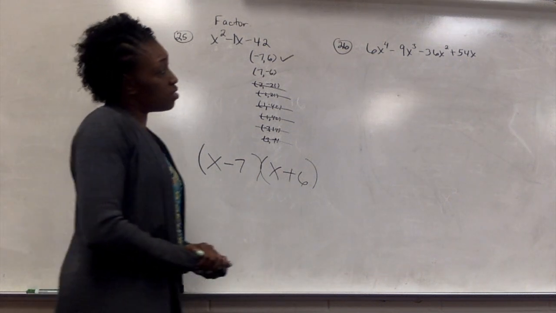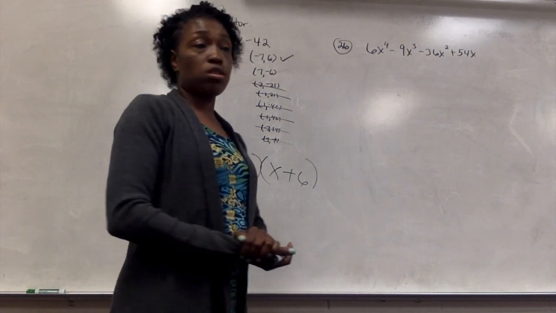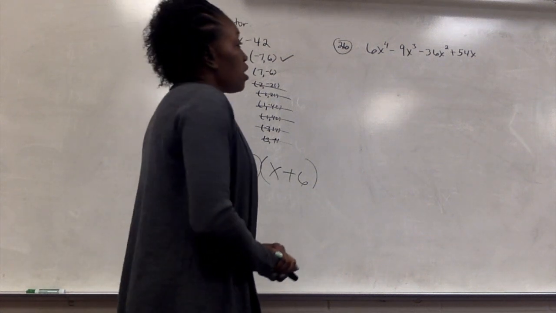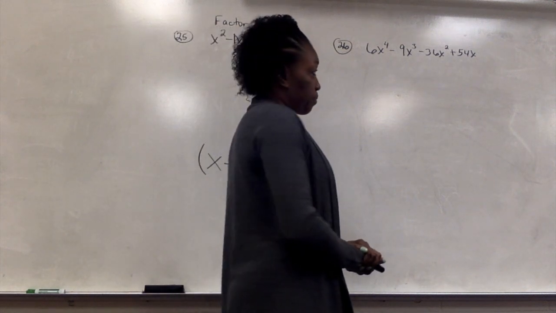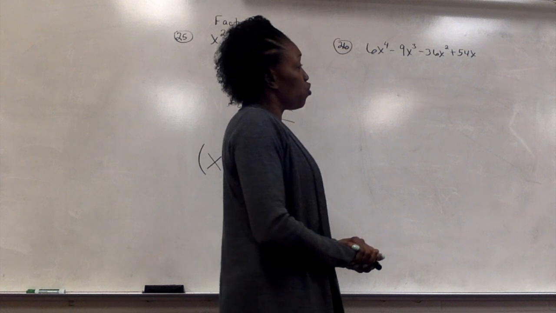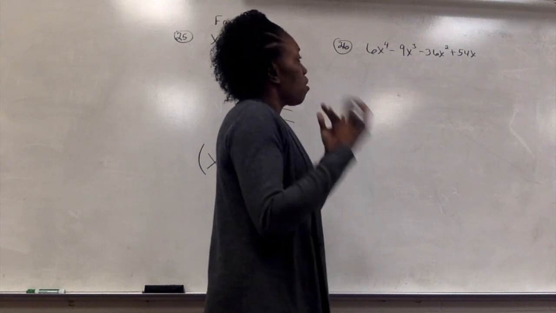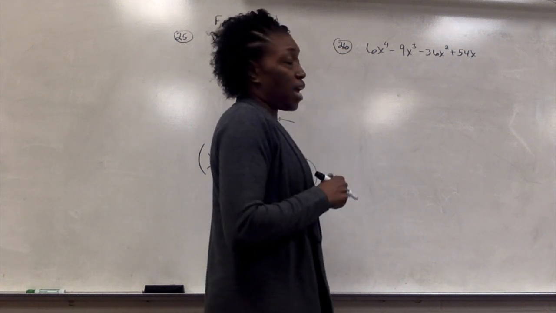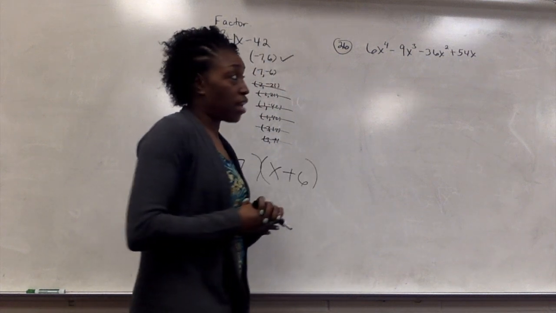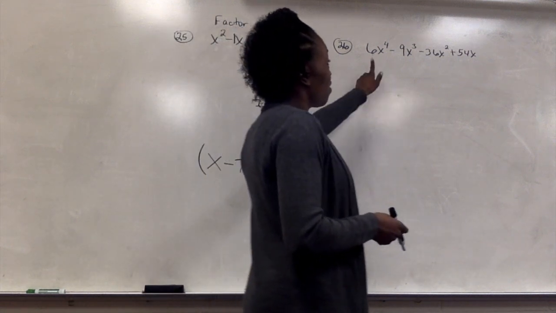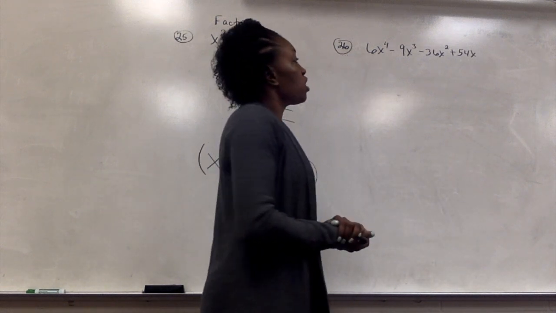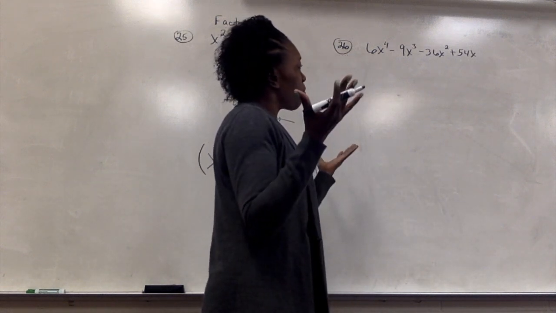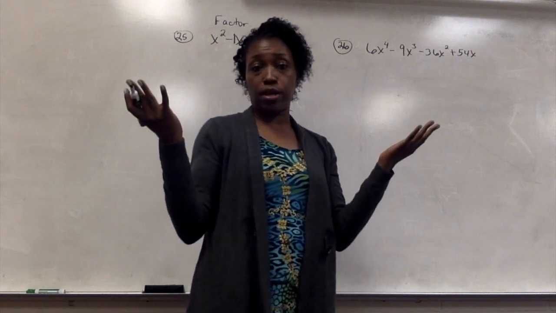Number 26, we want to factor also, but we have 4 terms here. Now, normally when you see 4 terms, you want to think about grouping. There are several ways you can do this problem. One way is to see if you can get a 1 in front of your x squared group. And in this case, we have more than 2 terms. So 4 terms, I'm just going to do grouping, okay?